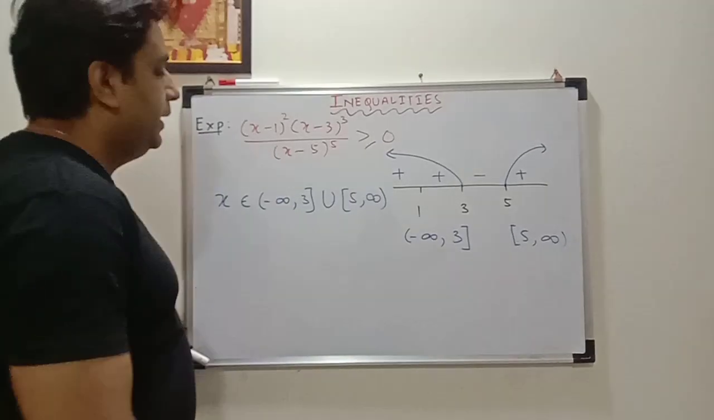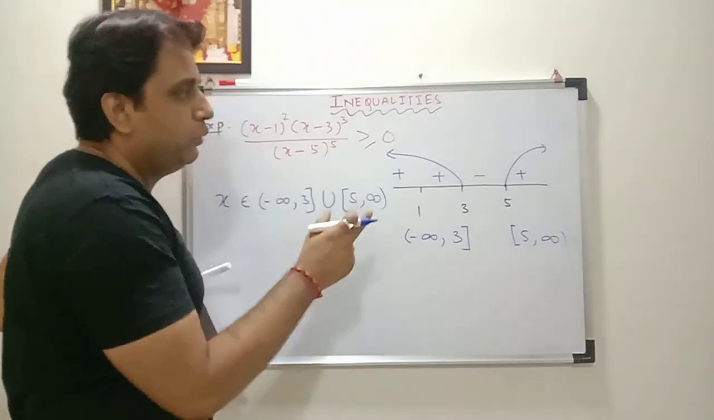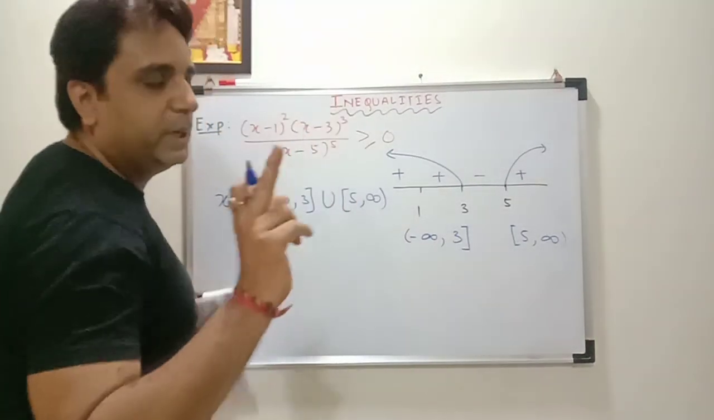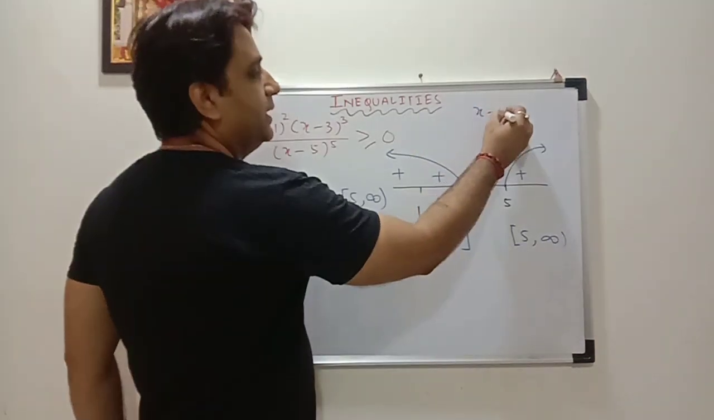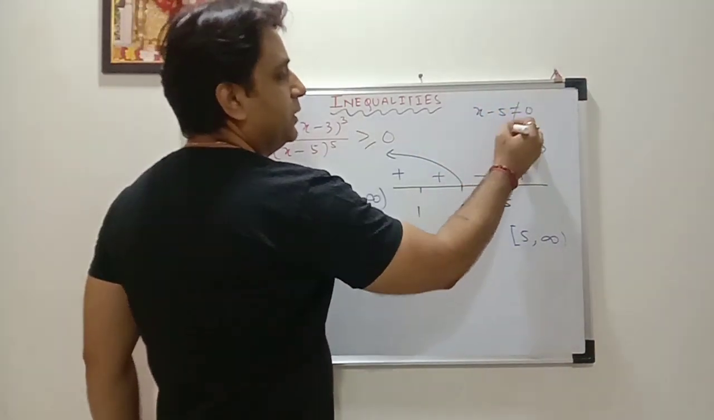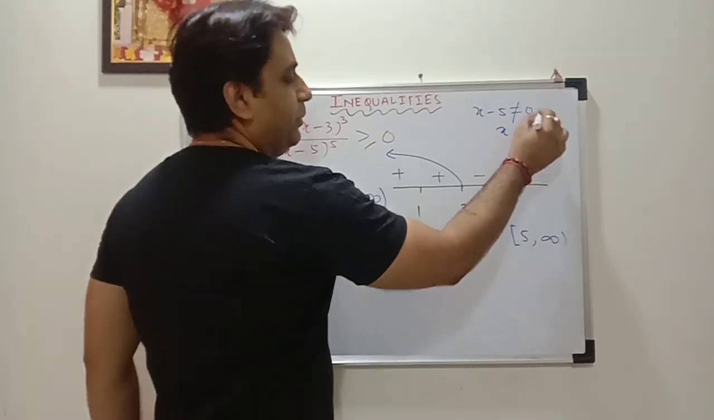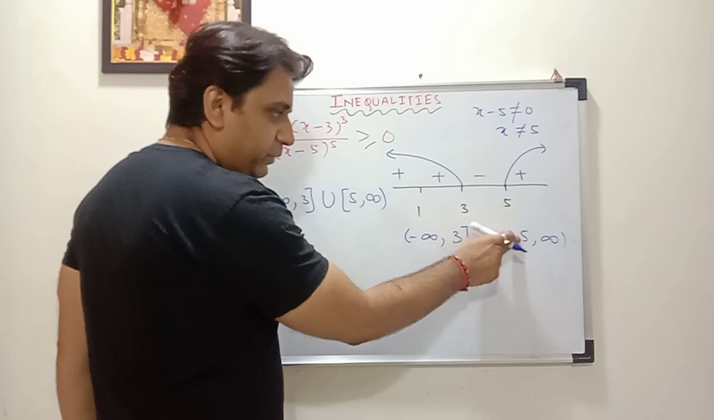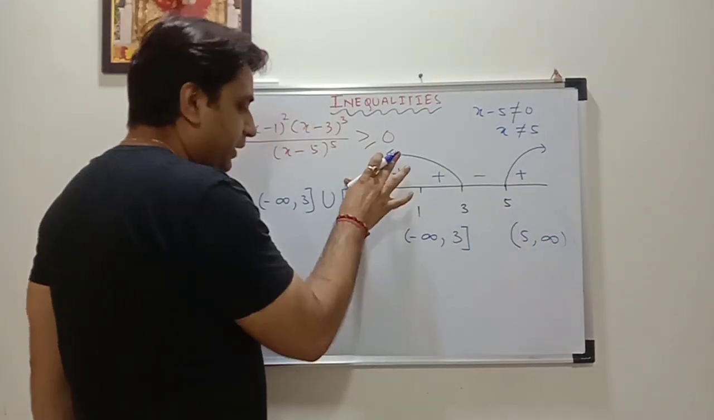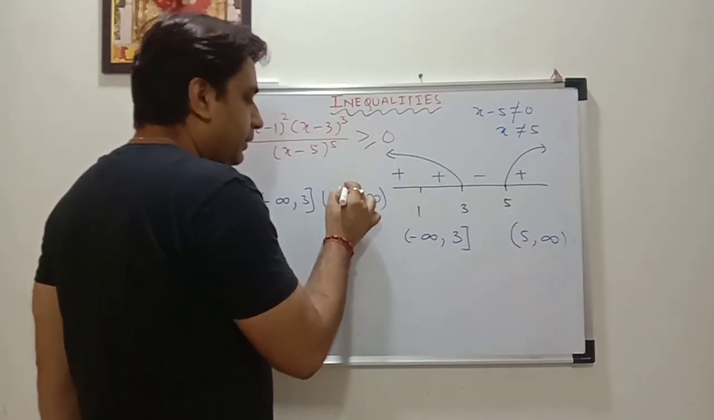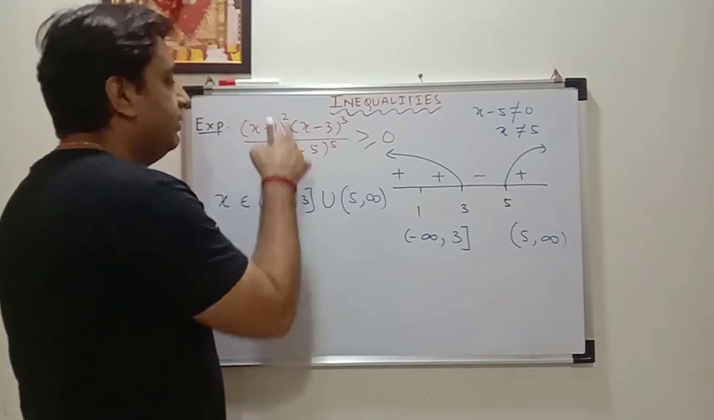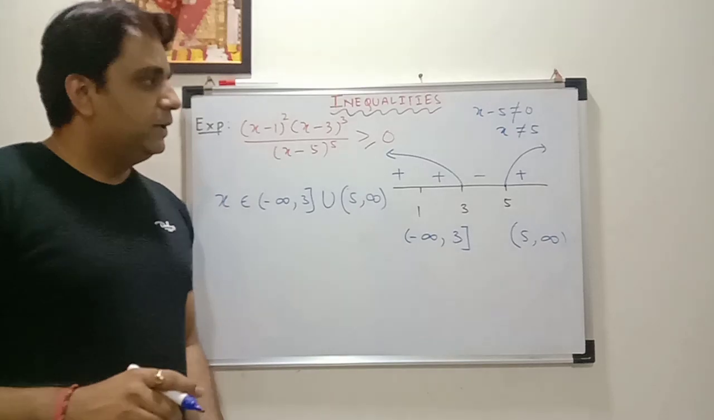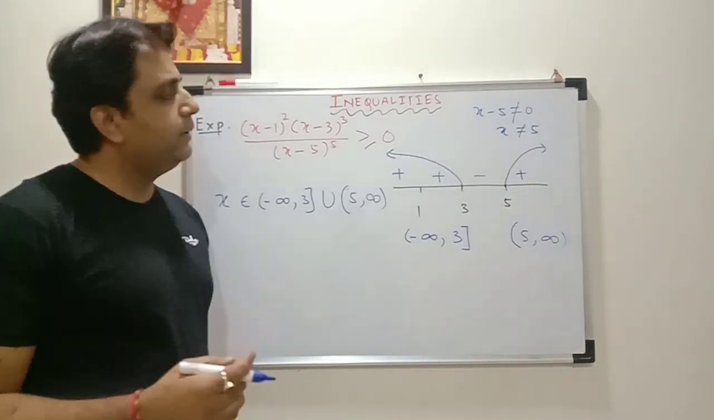But here you can see the denominator. You know that for x minus 5, the denominator cannot be equal to 0. So x minus 5 cannot be equal to 0. It implies that x cannot be equal to 5. It means we cannot put this closed bracket here, so we need to write it like that. Because it is 5 to infinity, but we cannot take 5 because at 5 the function will be undefined. Okay.